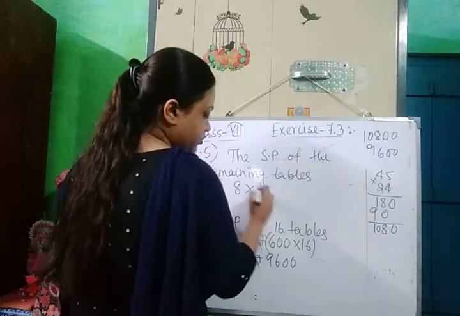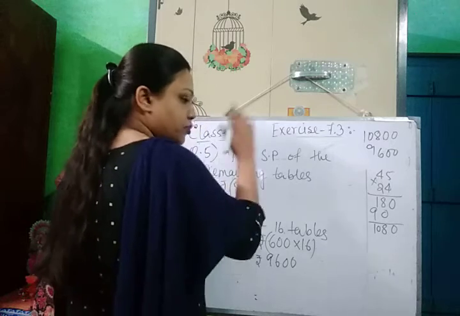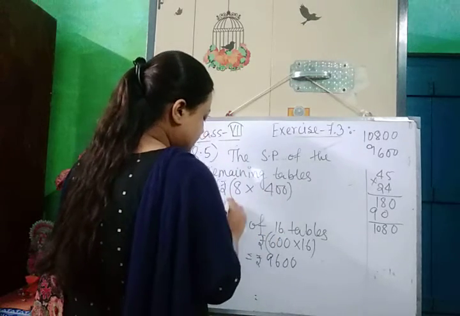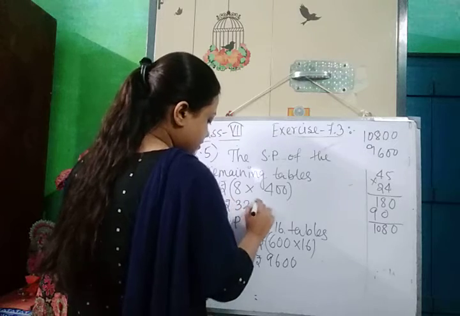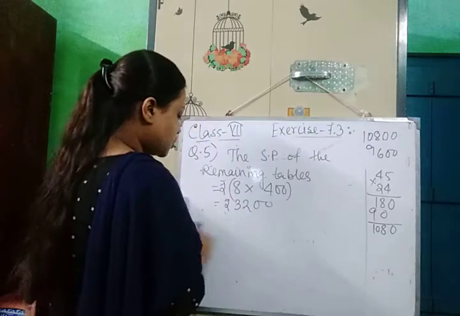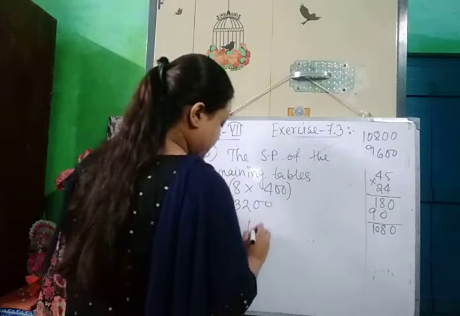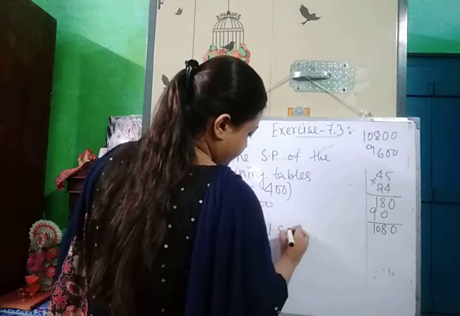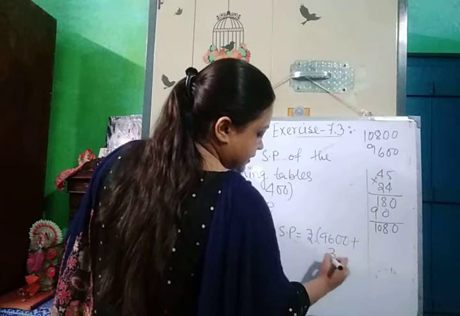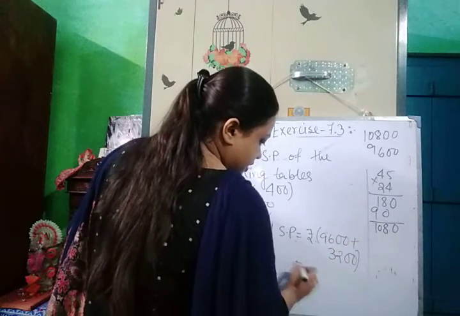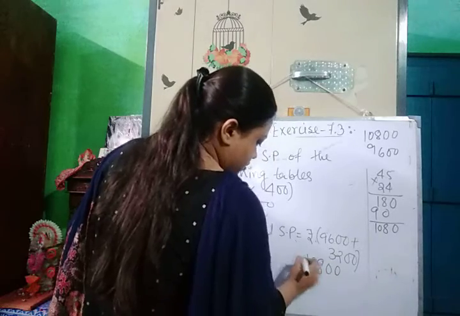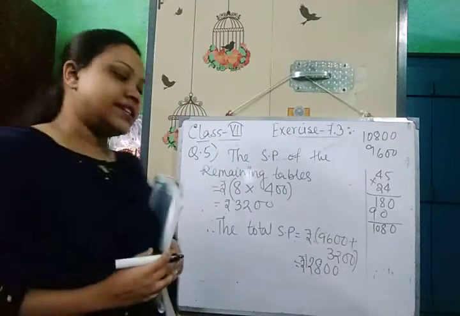24 minus 16 is 8. He sold each table for rupees 400. So 8 tables for 8 into 400. That is rupees 3200. That is the SP of the remaining tables. Now what is the total SP? Therefore the total SP equals rupees 9600 plus 3200, so rupees 12,800 is the total selling price.